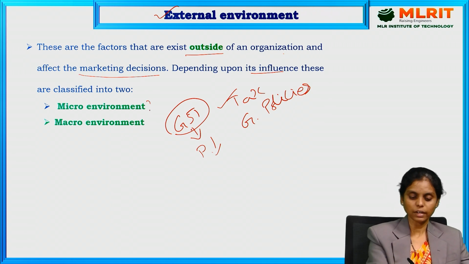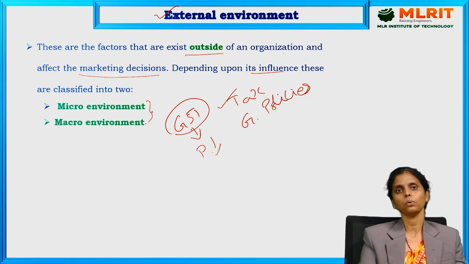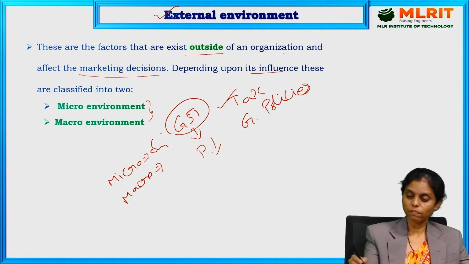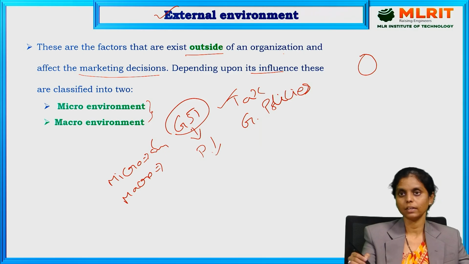These factors are classified into two types, that is micro environmental factors and macro environmental factors. Now, what is micro and macro? Micro, as we can say, are small, but macro are large. For example, if we see, this is the internal environment of a business.